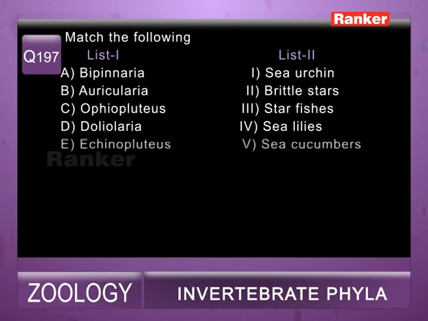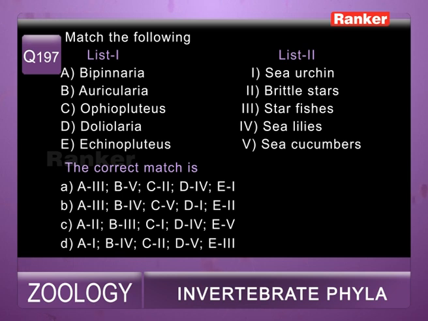Now 197 question, match the following. Here you have list 1 and list 2. Under list 1, the larvae are given: A, Bipinnaria, B, Auricularia, C, Ophiopluteus, D, Doliolaria, E, Echinopluteus. Under list 2, examples are given: number 1, sea urchin, number 2, brittle star, number 3, starfish, number 4, sea lily, number 5, sea cucumber.